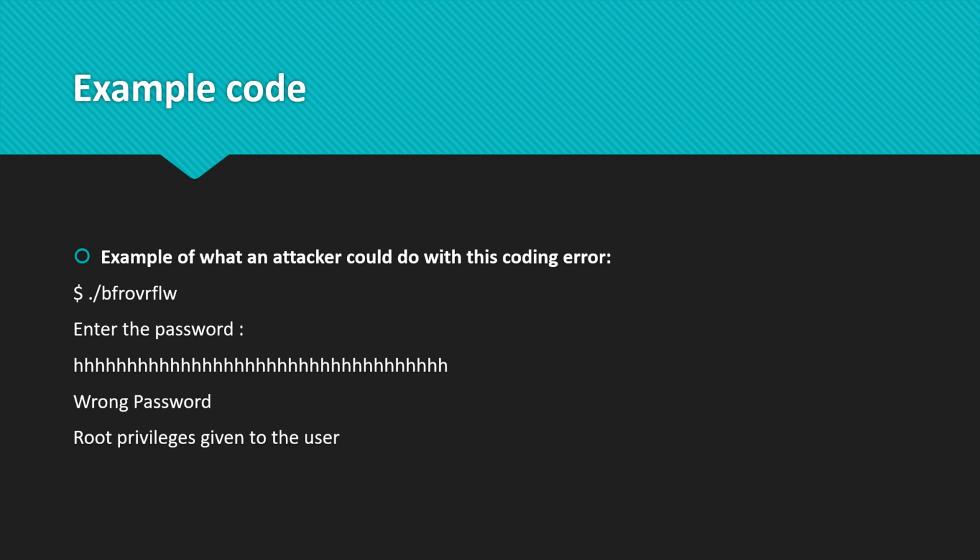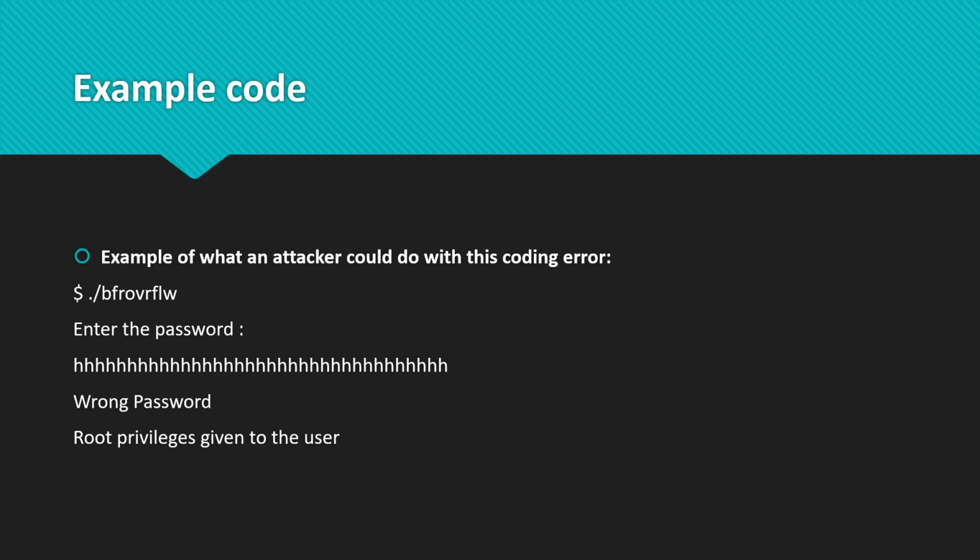Here is an example of what an attacker can do with a coding error. In this example, we can see that the program gives the user root privileges, even though the user entered an incorrect password here. In this case, the attacker supplied an input with a length greater than the buffer can hold, creating a buffer overflow attack, which overrode the memory of integer pass. So therefore, despite the incorrect password, the value of pass became non-zero and the attacker receives root privileges.